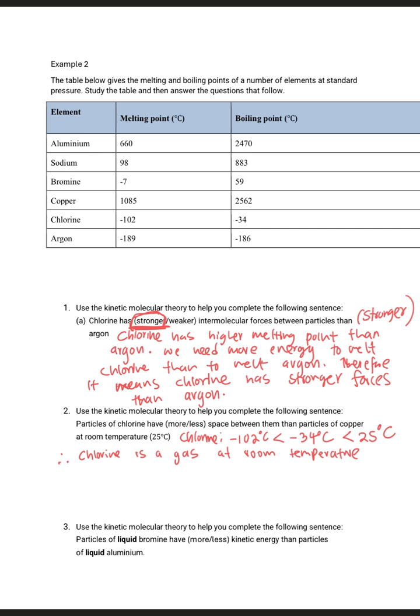And then now we need to ask ourselves about copper. What about copper? So copper, the melting point of copper is 1085 degrees Celsius. So we can see that for copper, room temperature, which is 25 degrees Celsius, is less than the melting point of copper, which is 1085 degrees Celsius. So copper is a solid at room temperature.